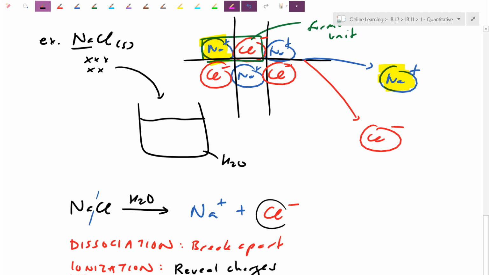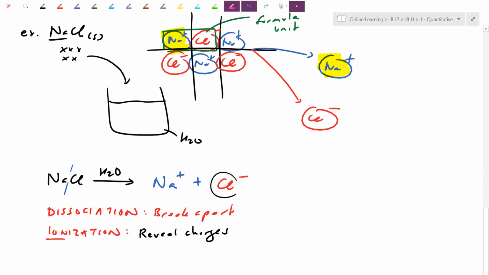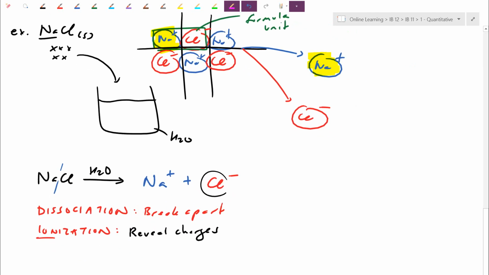But wait a second, I thought whenever chlorine was by itself, it's unstable. In fact, in this case, you're totally right. The Na+ and Cl- are unstable. Charges are unstable. But what is water going to do to actually help to stabilize them? We're going to do a little bit of background here. We'll come back to this a little bit more in chapter 3.